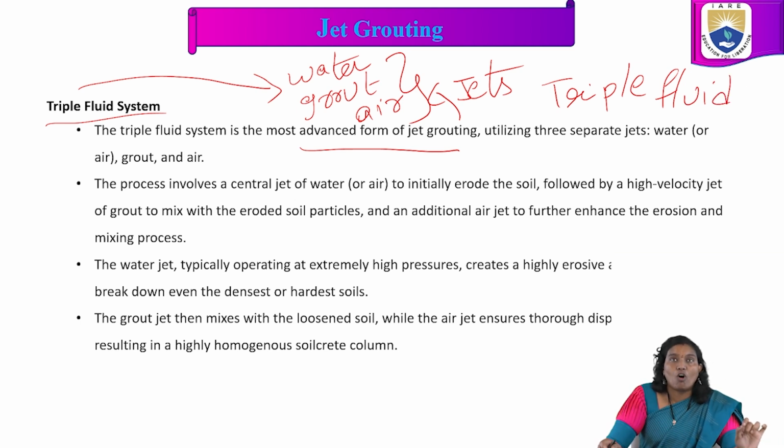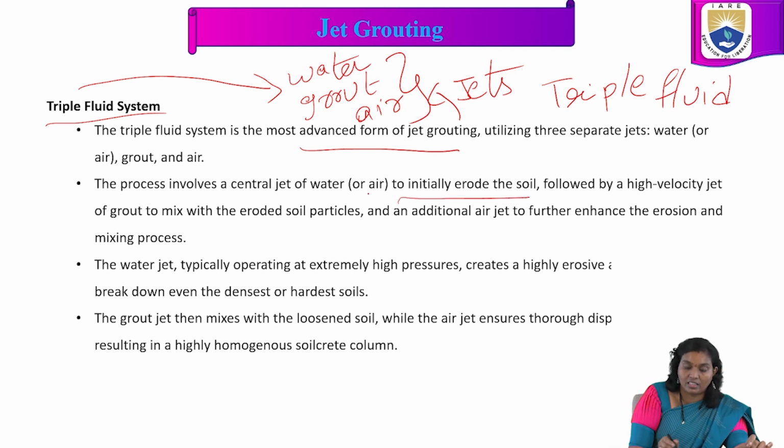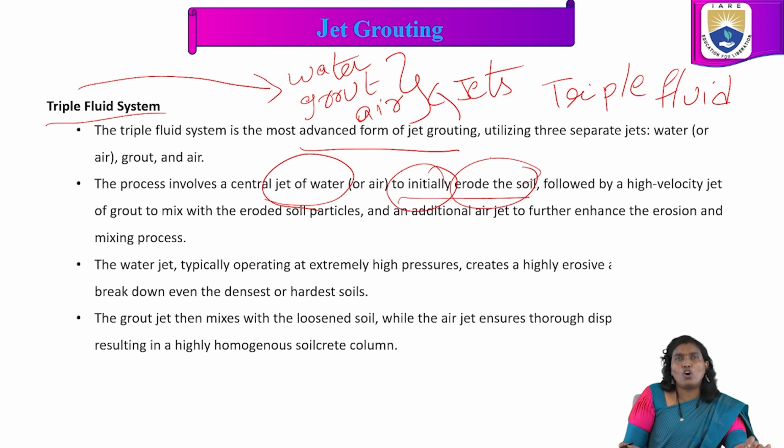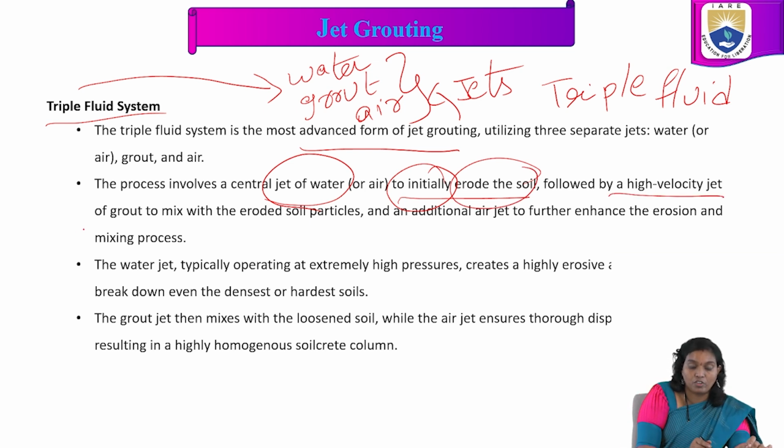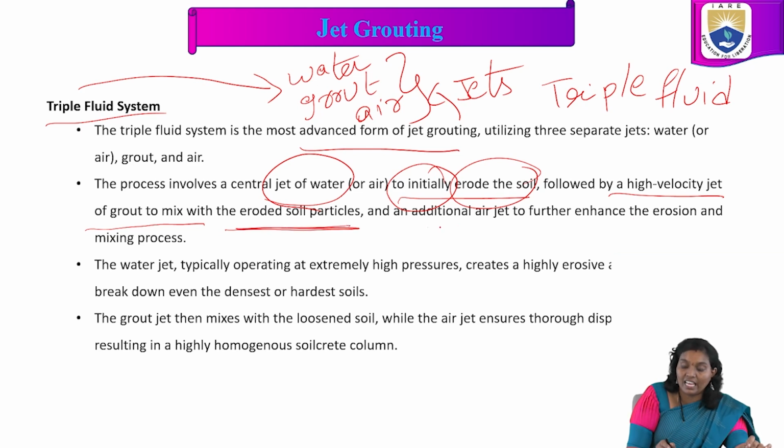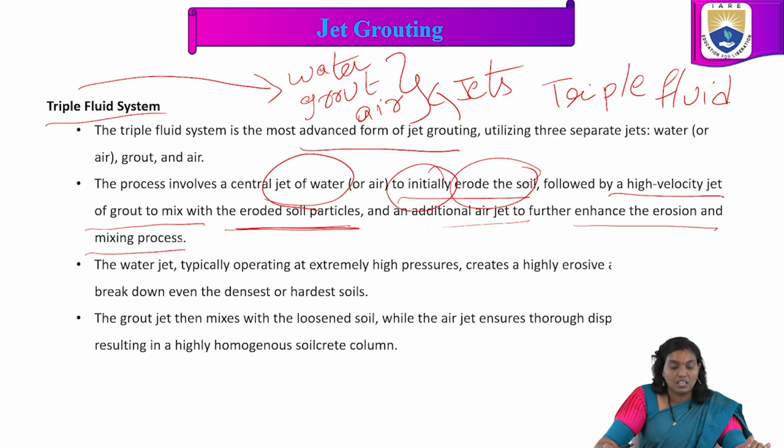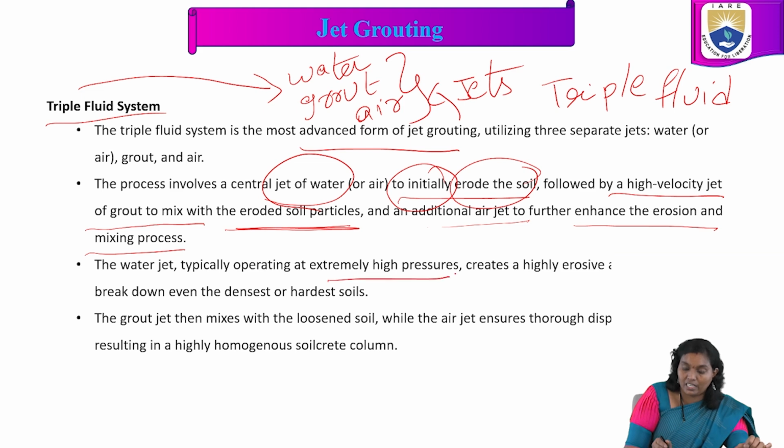The process involves a central jet of water to initially erode the soil, followed by a high velocity jet of grout to mix with the eroded soil particles, and an additional air jet to further enhance the erosion and mixing process. The water jet, typically operating at extremely high pressure, creates a highly erosive action that can break down even dense or hard soils.